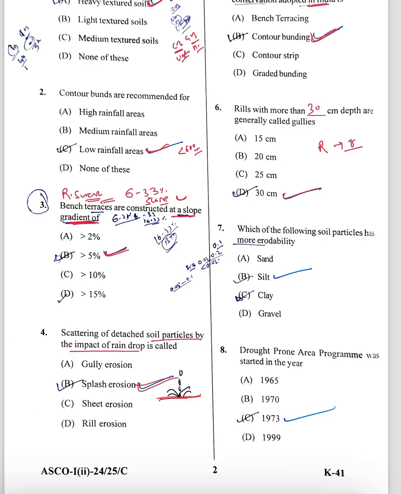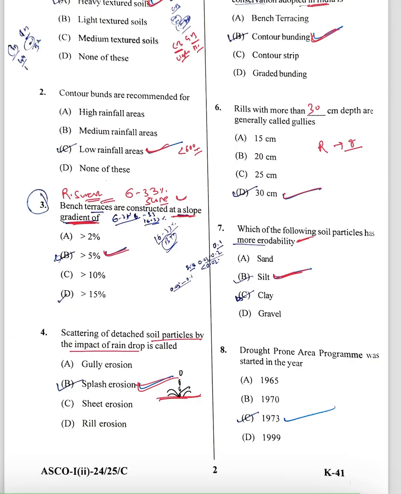Then which one of the following soil particles is more erodible? It has more erodibility because it is the silt one, because as you see the sand is heavier in nature, high weight is there, and with respect to clay, more cohesiveness between the clay particles is there. Hence the silt particles are most erodible.